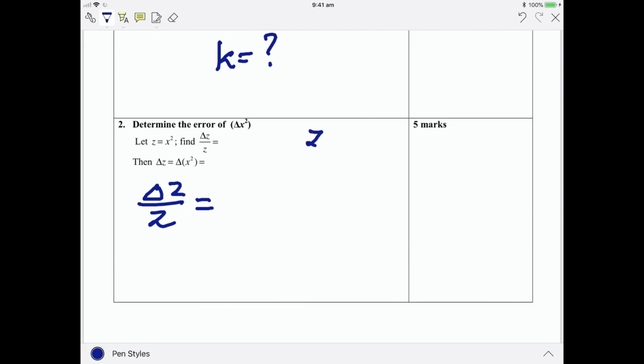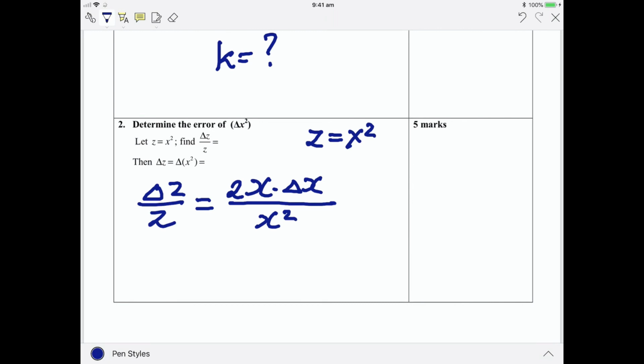If this is z, this is x squared. Your delta z will be 2x delta x, over x squared. Can you follow the mathematics? A bit of calculus here this time. Can you follow the mathematics? Yes, yes.